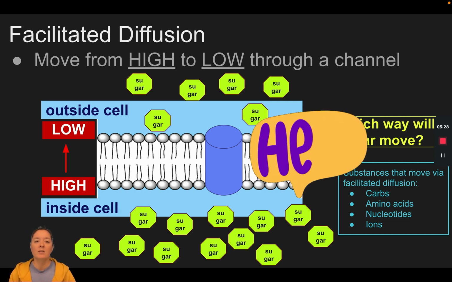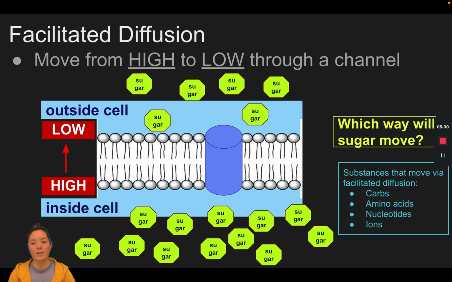Facilitated diffusion means these molecules need help. They need facilitating. What that means is it's basically the same as simple diffusion, except this time it needs a protein channel to help. Something like sugar, it's a large molecule. And when it's a large molecule, it needs a little extra help. It can't just slip through the membrane.